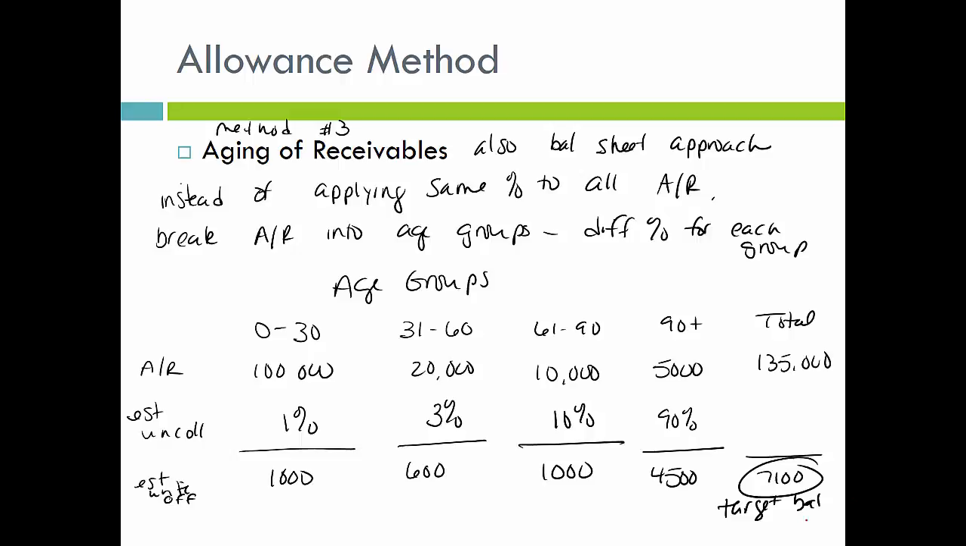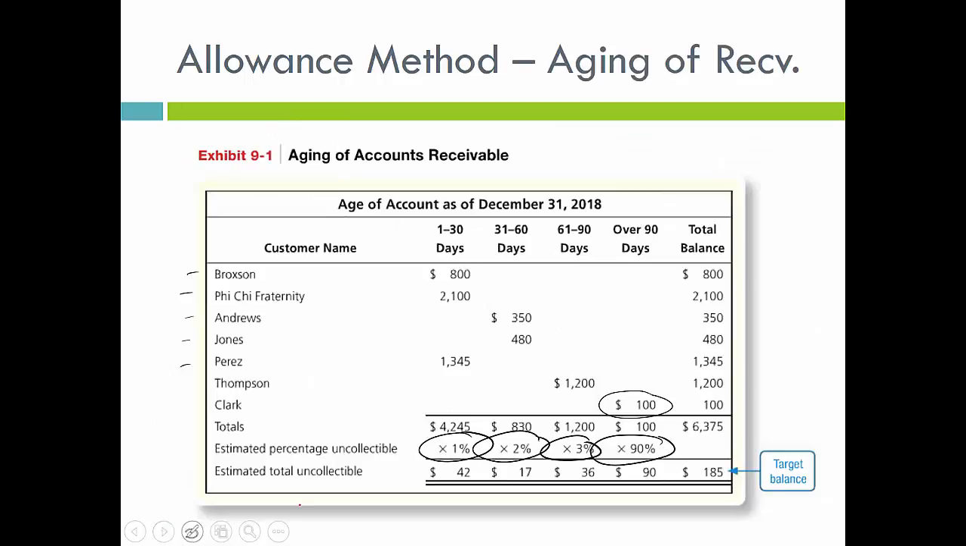And then I would compare this target balance to what's already in the allowance account and adjust for the difference. So this is what I want the balance in the allowance to be. Then I would have to compare it to what's already in there. And the difference is my adjustment. So that's what we talked about again. This is the target balance, not the bad debt expense. Oops. Not the expense.